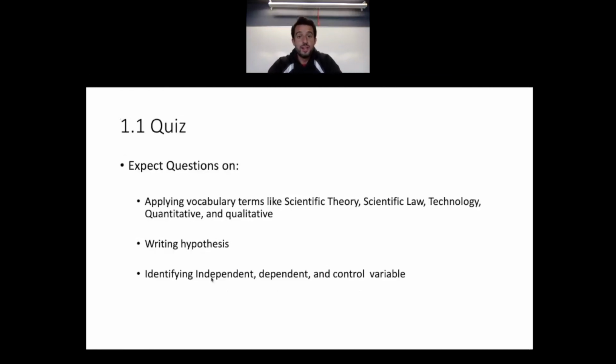Quiz 1.1 is around the corner. Expect questions like you see here. So pause the video if you need more time to think. These are some questions that are going to come up. Identifying independent, dependent, and control variables. It's going to be very similar to what we just did. Writing a hypothesis. Well, we didn't talk about that. And then also applying vocabulary terms like scientific theory, scientific law, technology, quantitative, and qualitative. So all those things are things you're going to have to do on the quiz.